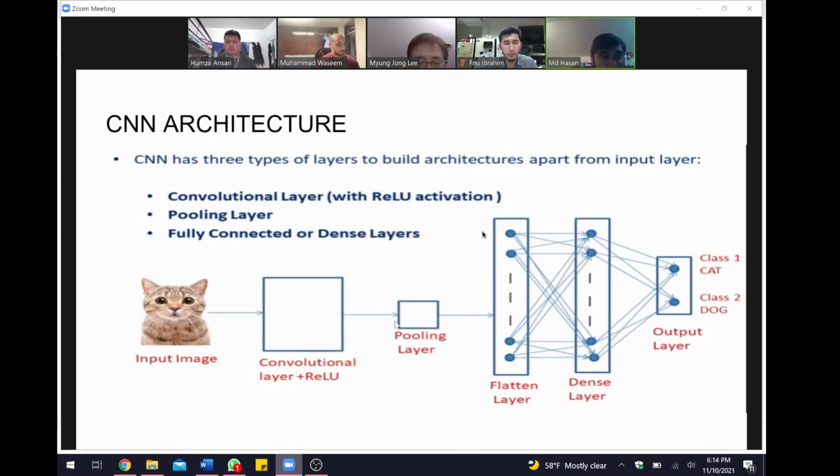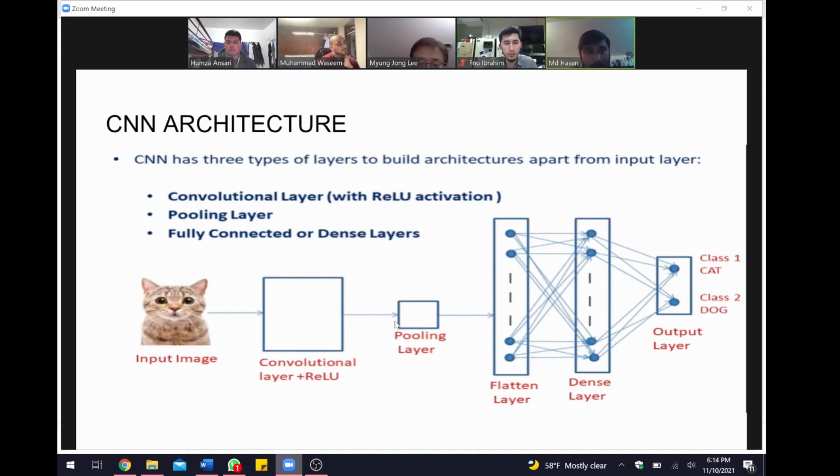So the convolutional neural network has 3 types of layer to build the architecture, apart from the input layer. Here I use a cat's face as the input image. The first layer is the convolution layer with the ReLU activation. The second layer is the pooling layer, and the third layer is a fully connected or dense layer.